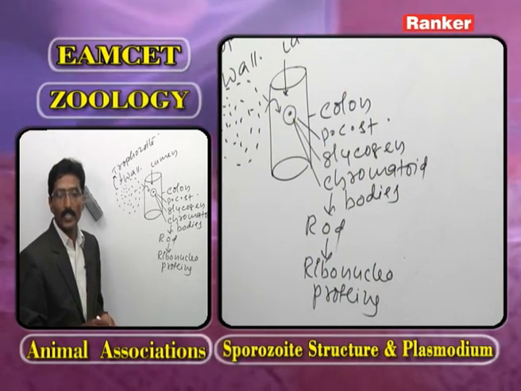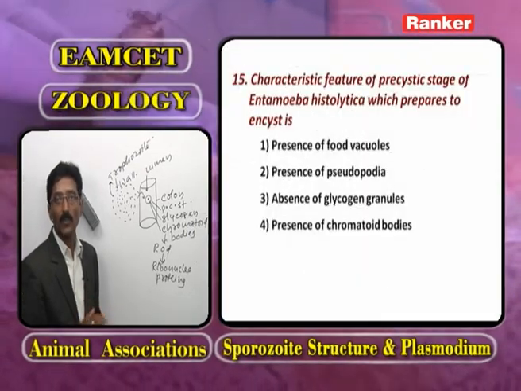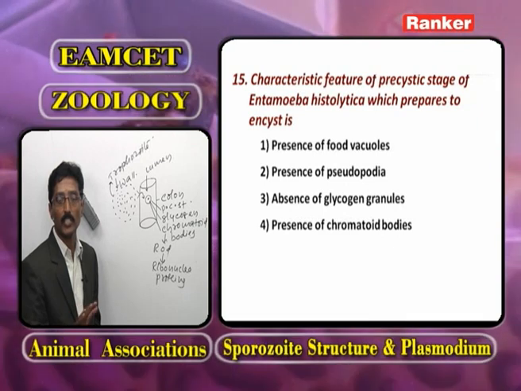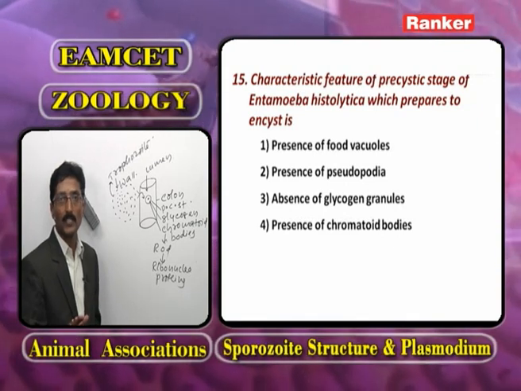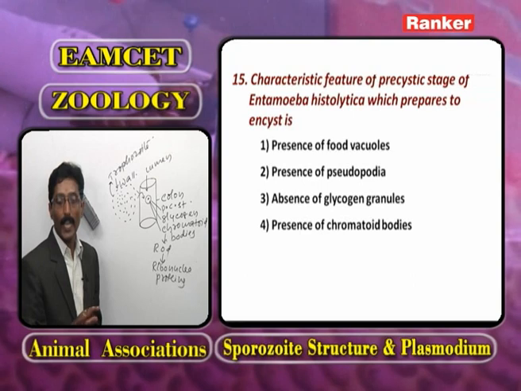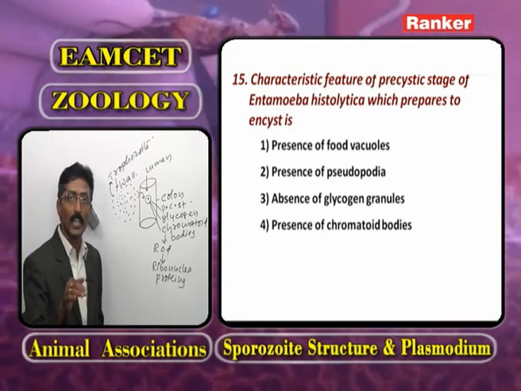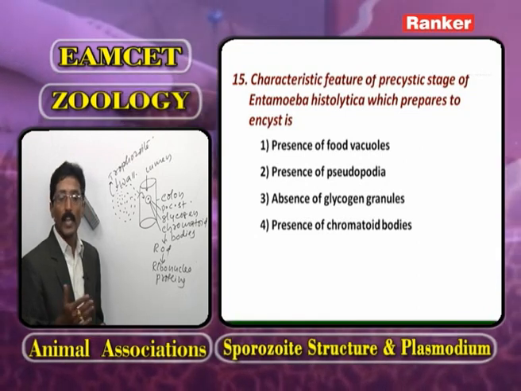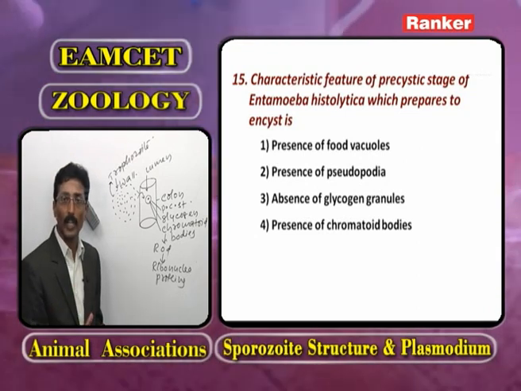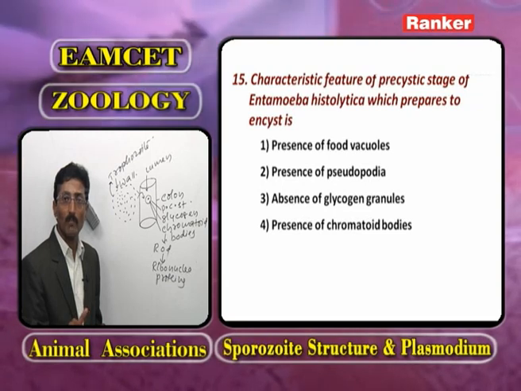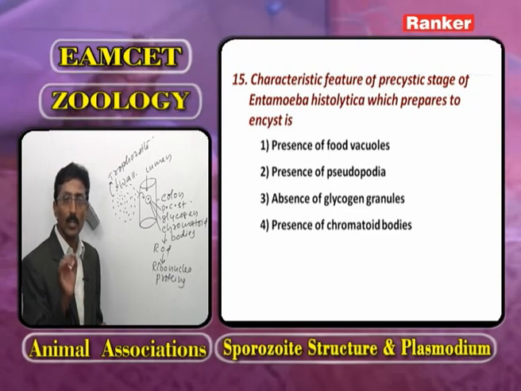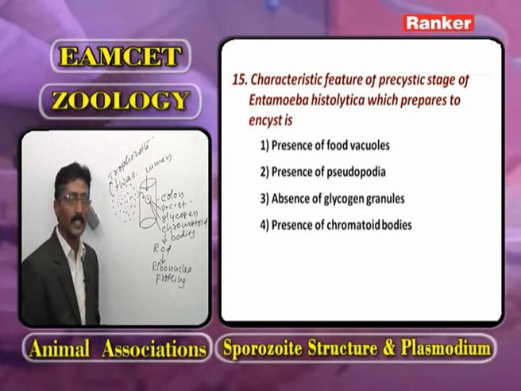Now here, what is the correct answer? Presence of food vacuoles: in the pre-cystic stage, no food vacuoles. Presence of pseudopodia: no pseudopodia. Absence of glycogen granules: wrong. In the pre-cystic stage, glycogen granules are present. And the fourth one, presence of chromatoid bodies. Based on chromatoid bodies and glycogen granules, we can identify the pre-cystic stage.